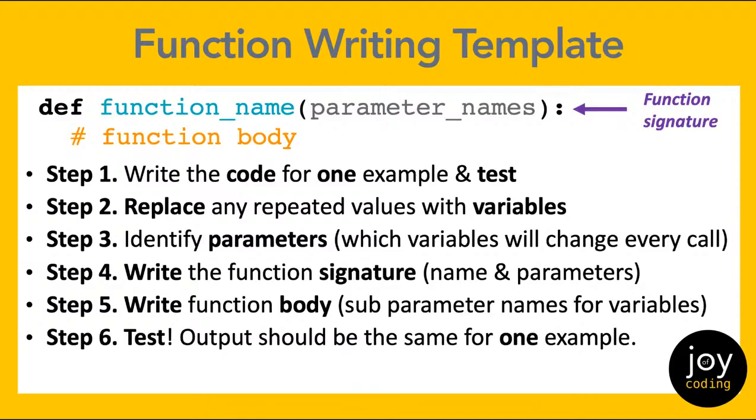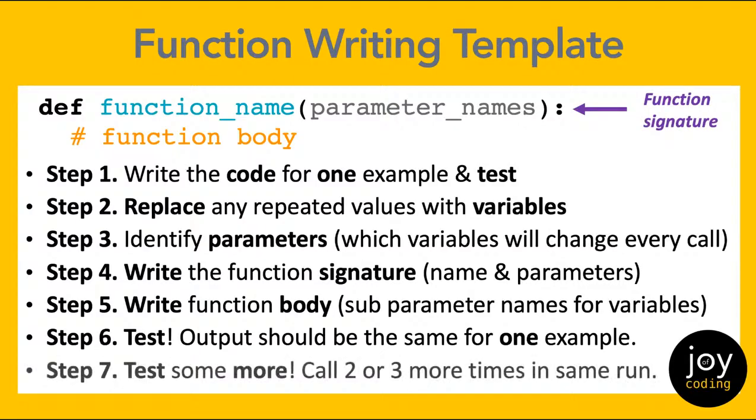Remember, good implementation process means that we're making as few changes as possible before running and testing our code again. So we want to implement our function and not change anything but the design of the code, going from no function to a function, and make sure that the output is the same. Finally, in step 7, we want to test some more, because the true test of a function is if you can substitute in different parameters in the same program and you get different output. So we want to call our function 2 or 3 more times in the same run.